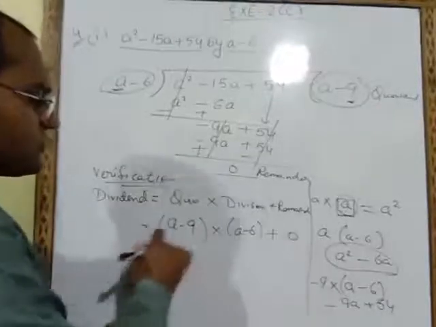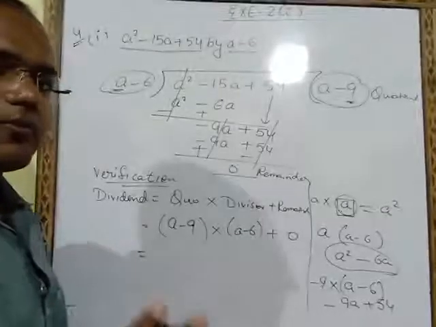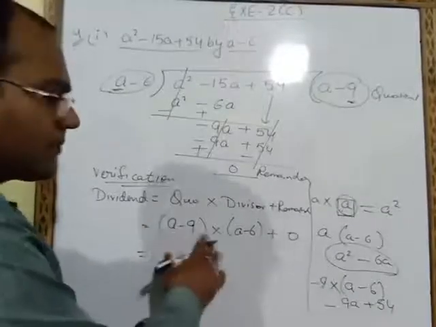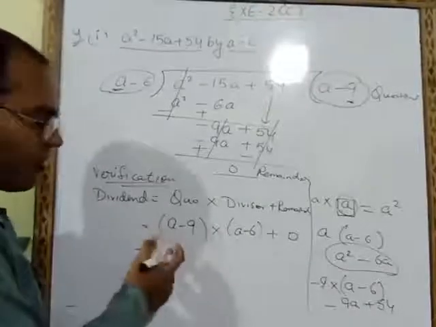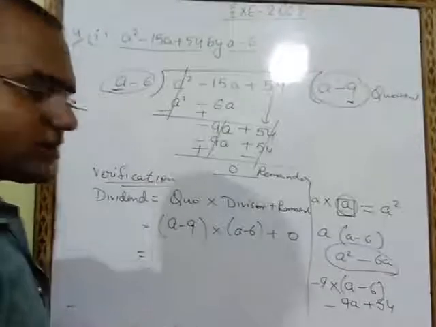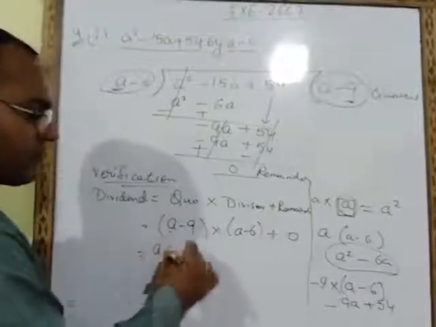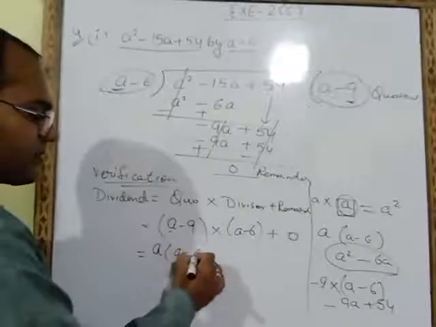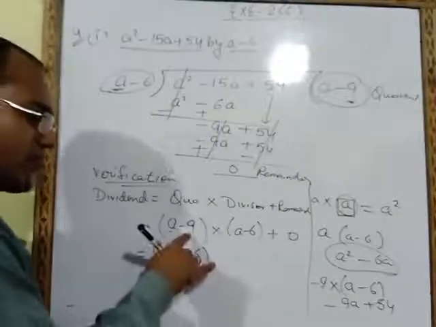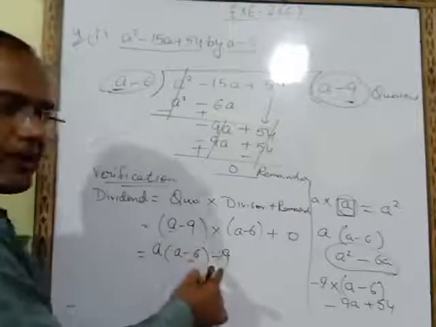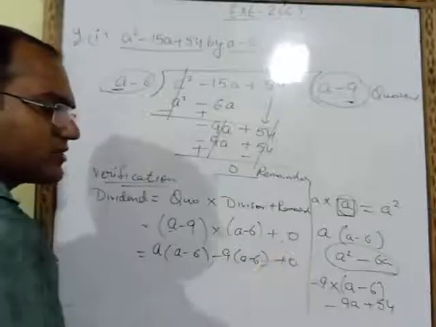In order to multiply these two brackets, in the previous exercise I had explained both the horizontal and column methods for multiplication of algebraic expressions. So here we can use the column method or the horizontal method. It's your choice. We will use the horizontal method. This a we have to multiply with the full bracket. A multiply with a minus 6. In the same way we have to multiply this minus 9. First of all we will write minus 9 multiply with this full bracket. This plus 0 we will write as it is.